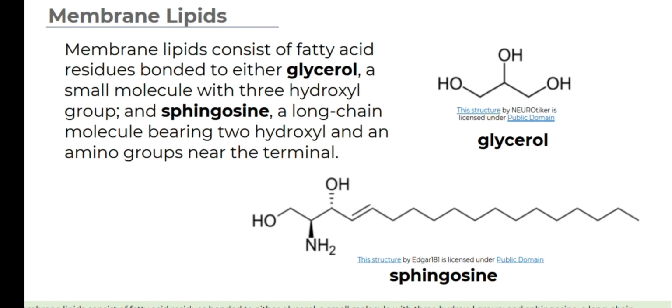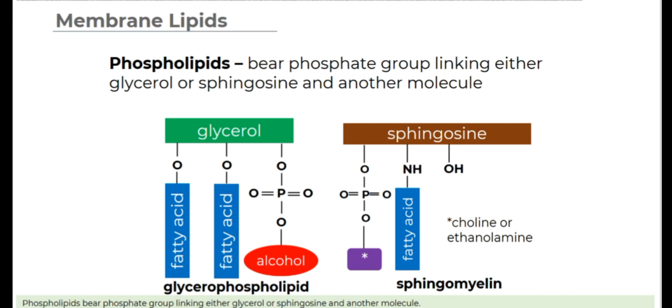Membrane lipids consist of fatty acid residues bonded to either glycerol, a small molecule with 3 hydroxyl groups, or sphingosine, a long chain molecule bearing 2 hydroxyl and an amino group near the terminal. Phospholipids bear a phosphate group linking either glycerol or sphingosine and another molecule. On the left illustration, we can see the glycerol, and it is named glycerophospholipid, while on the right side, which is sphingosine, it is called sphingomyelin.